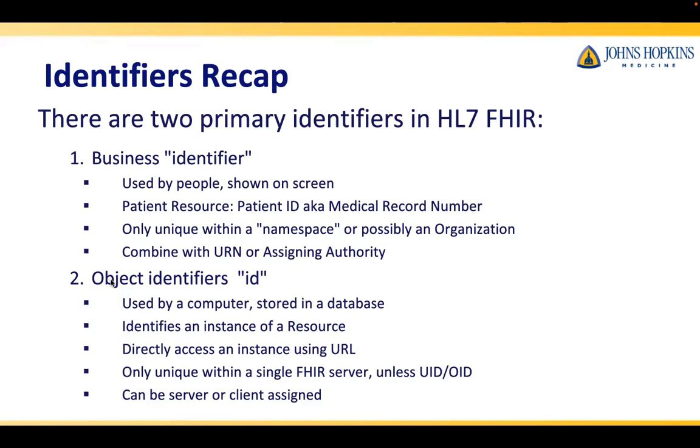Now let's talk about object identifiers or instance identifiers, which are the element name ID. These are used by a computer. They are stored in a database. They identify an instance of a particular resource. You can directly access that instance using the URL format that we discussed earlier. These instances are only unique within a particular FHIR server unless someone is really going out and using a UID or an OID root system. And then finally, the ID can be server or client assigned. Typically, it's going to be server assigned. If the client chooses to assign an ID, they better be careful.